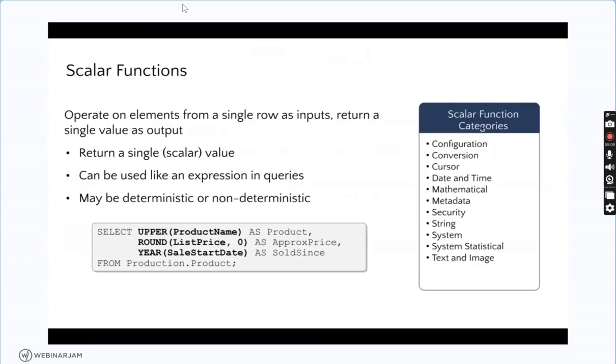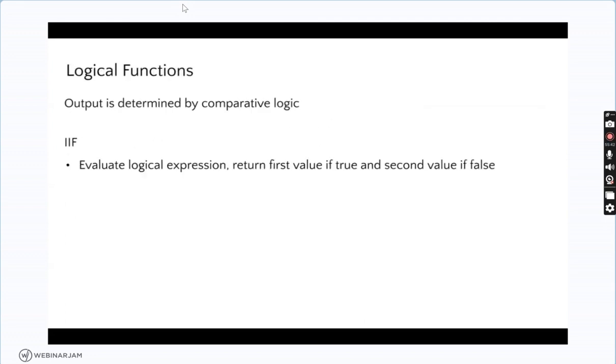So these are the categories where you can run the scalar function: if you want to search the configuration of the server, conversion, cursor, date and time, mathematical data, metadata, security, string, system statistical, text and image. You are 100% sure that whenever you run a scalar function under any of these categories, it will always retrieve a single value in the result set. Okay.